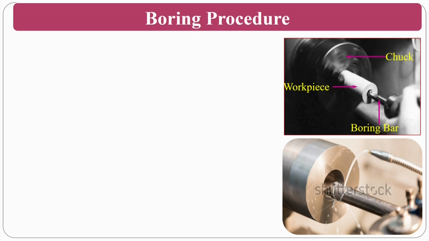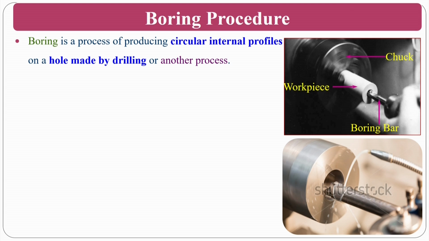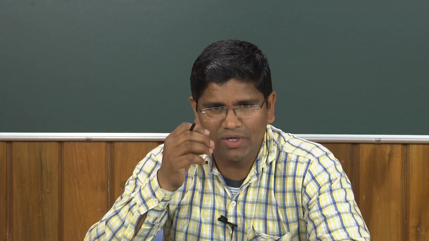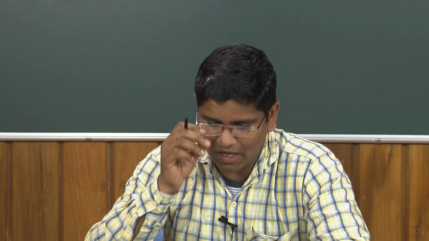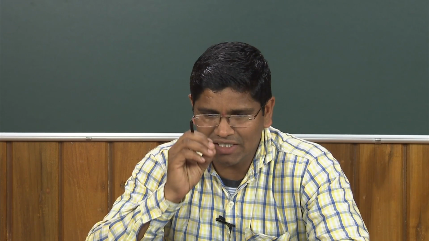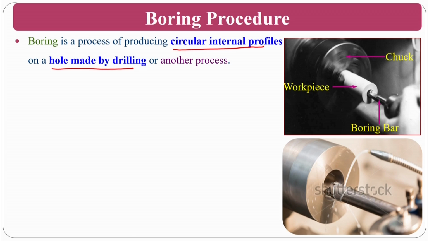If you see the boring process, it normally looks like this, and I will explain it to you. The boring process produces circular internal profiles in a hole made by the drilling process. That means you require a pre-drilled hole. Normally, the boring process is to enlarge the existing hole. In some special cases it's okay, but normally if you have an existing hole that is drilled and you can enlarge that hole, that is called a boring process.